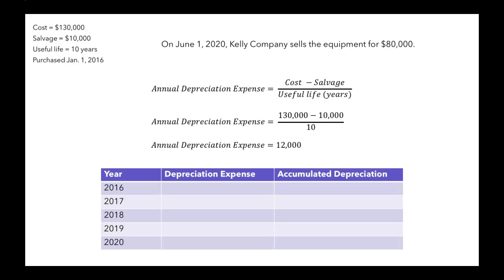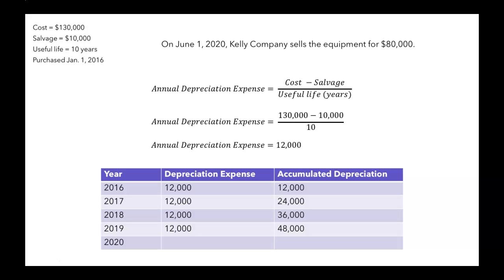It's been multiple years though, right? So in 2016, we had it for all of 2016, so its depreciation expense was $12,000. And at the end of 2016, we had $12,000 in accumulated depreciation. In 2017, we depreciated another $12,000 because we had it the full year. Now our accumulated depreciation is $24,000. It keeps building up on itself. Another $12,000 depreciated in 2018. Another $12,000 in 2019. So now we're up to $48,000 in accumulated depreciation.